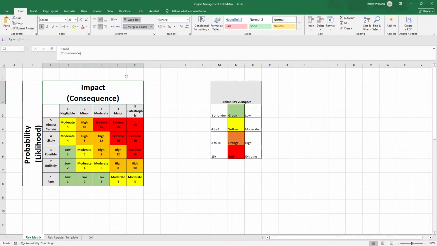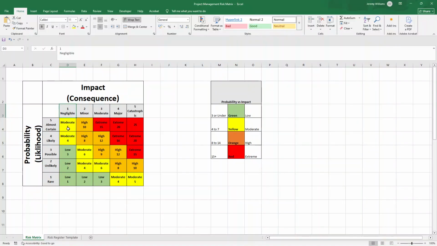So looking at our template here, you can see the likelihood or probability running down the left side from rare at the very bottom all the way to almost certain at the top. Across the top, we have consequence from negligible all the way through to catastrophic. Where these intersect gives us our risk rating. And notice how the colours tell the story. Green means low risk, yellow is moderate, orange is high, and red, that's extreme risk territory.